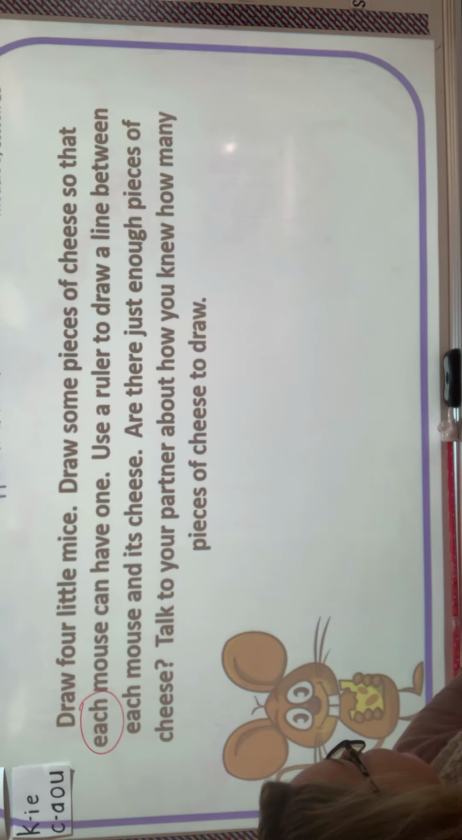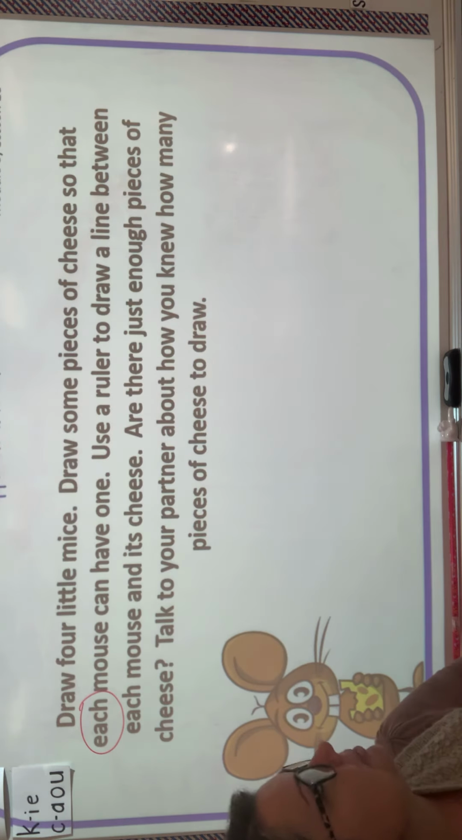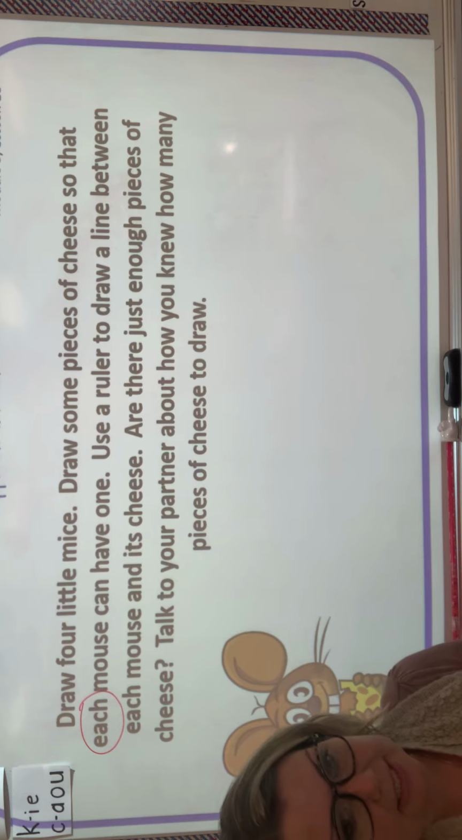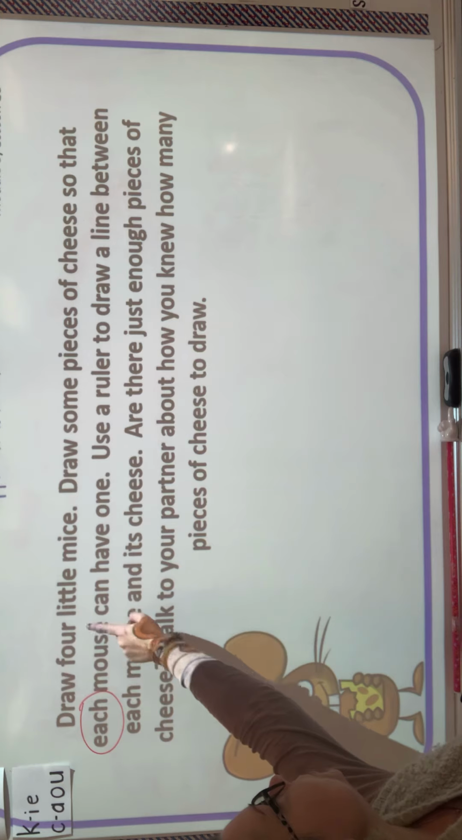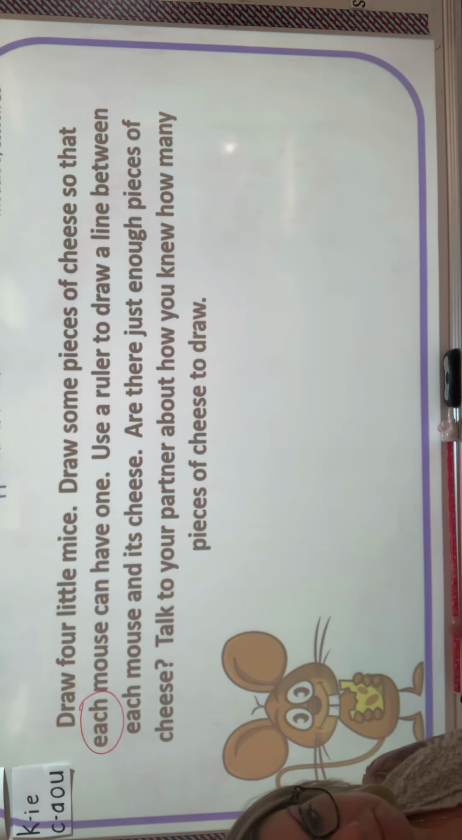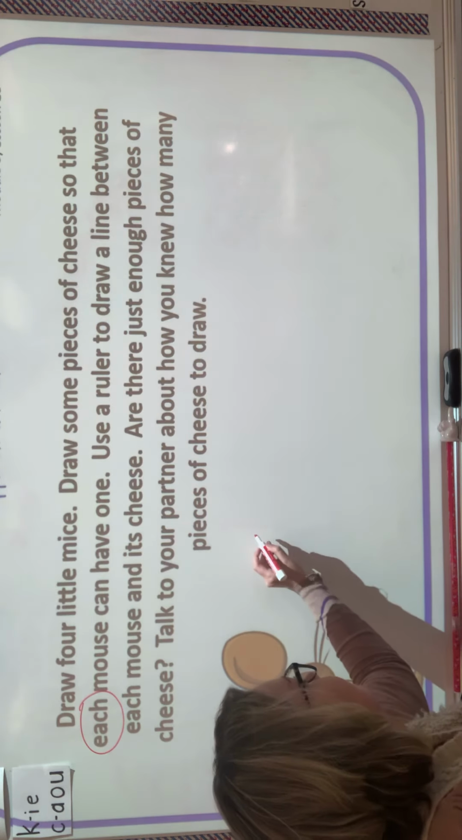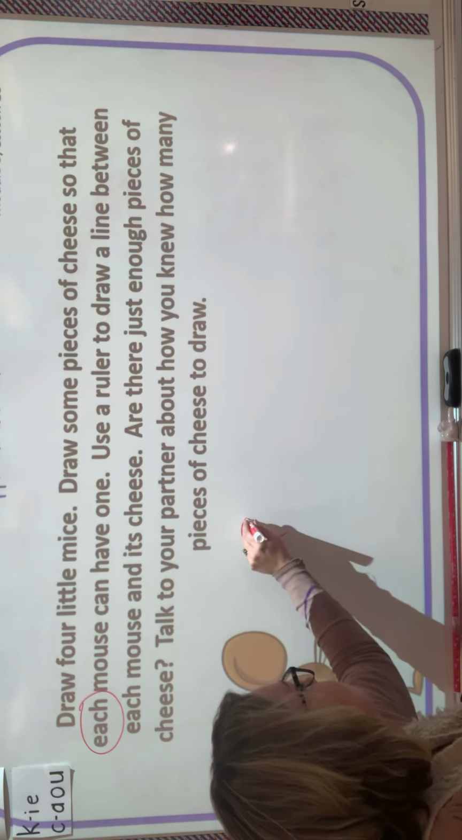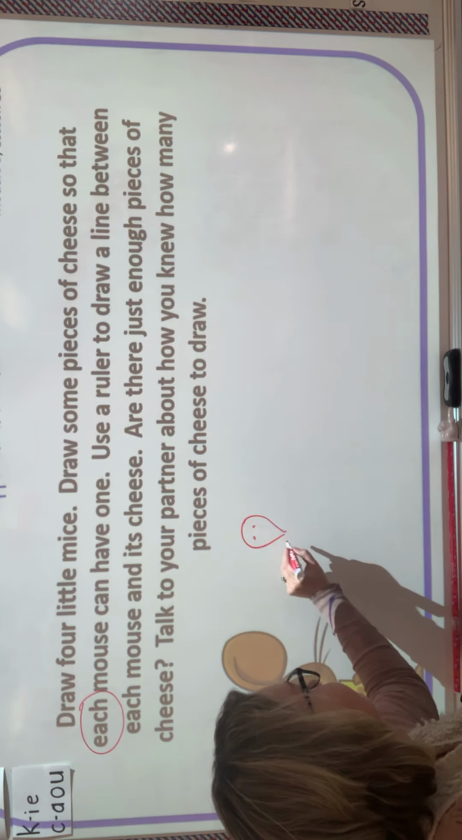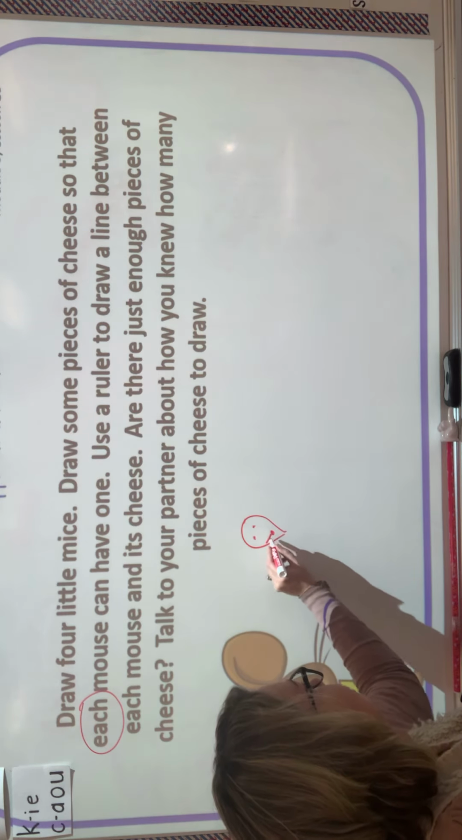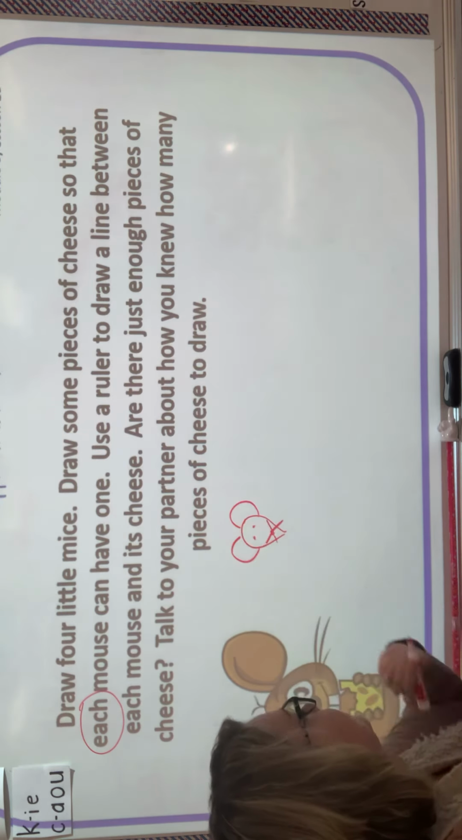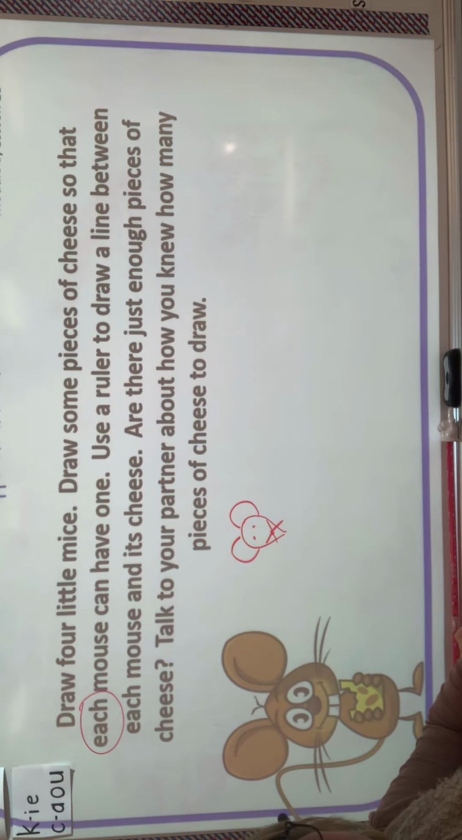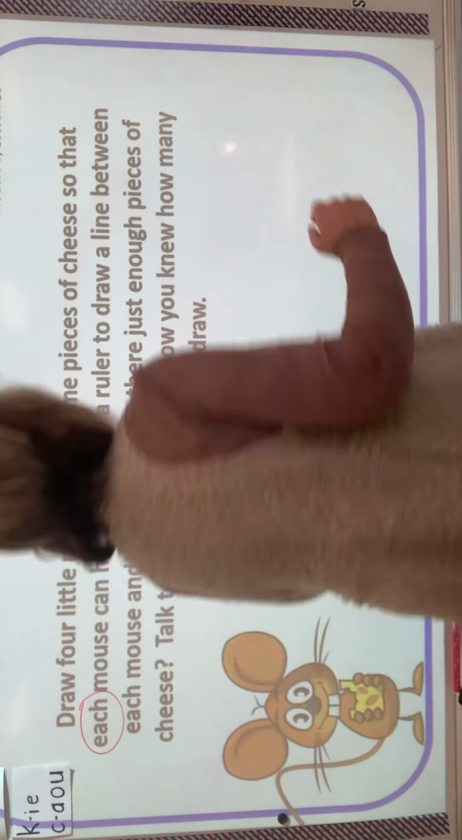Are there just enough pieces of cheese? We'll talk about it. So let me take this one sentence at a time. One sentence at a time. Bless you. Draw 4 little mice. Draw 4 little mice. Okay, I'm gonna try it. Do it with me. I'm gonna draw a mouse. I'm just gonna draw like their face. This is how I draw mice. Okay? And I'm gonna draw 4 of those. You do it too.